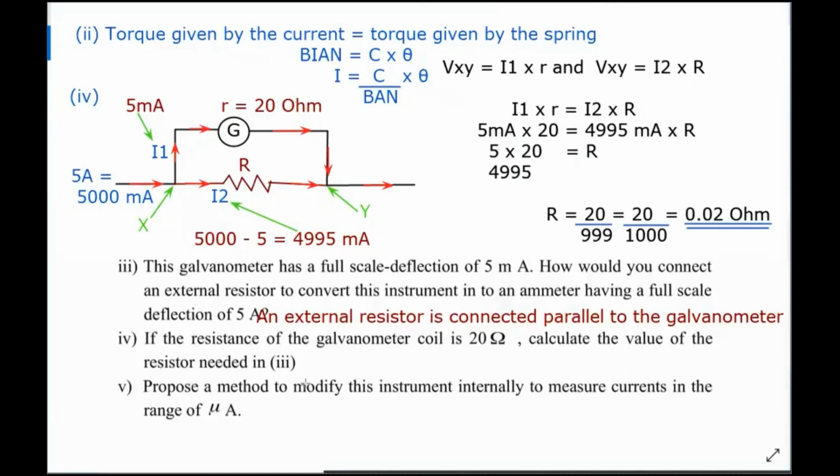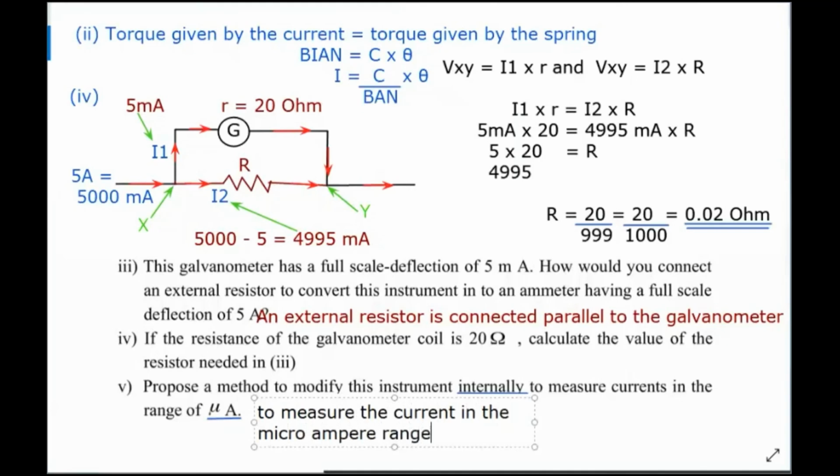Final question. Propose a method to modify this instrument internally to measure the current in the microampere range. So microampere range means sensitivity should be increased. To measure the currents in the microampere range, sensitivity should be increased.